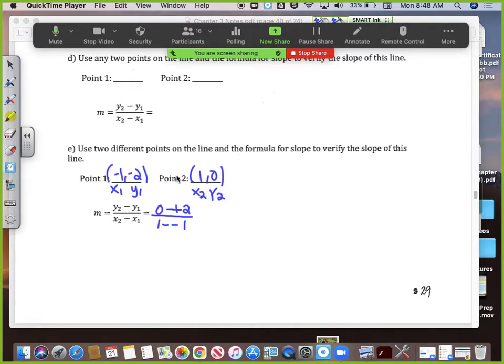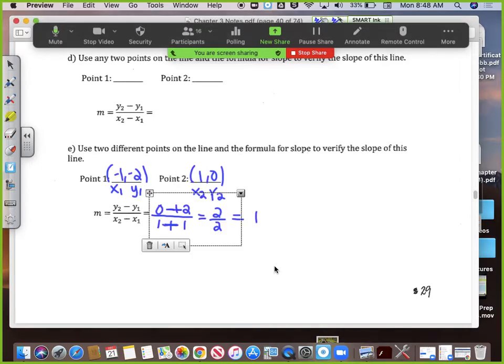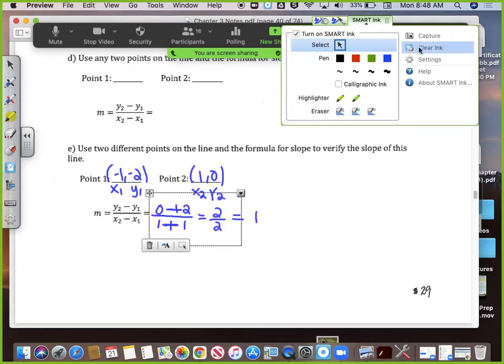0 minus negative 2 is 0 plus 2. 1 minus negative 1 is 1 plus 1. 0 plus 2 is 2. 1 plus 1 is 2. So we get 2 over 2, which ends up equaling 1 again. So the slope is still going to be 1. Whenever you get a fraction that can be simplified, like 2 over 2, you're going to want to simplify that.